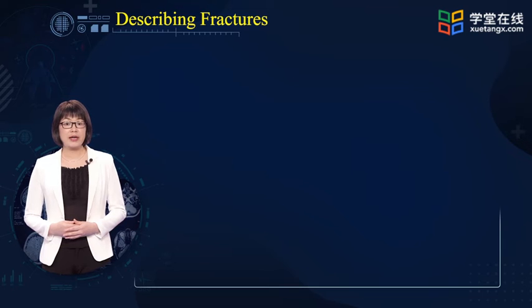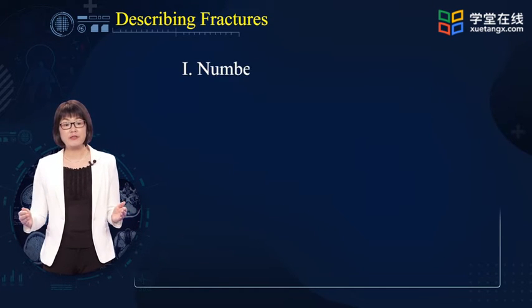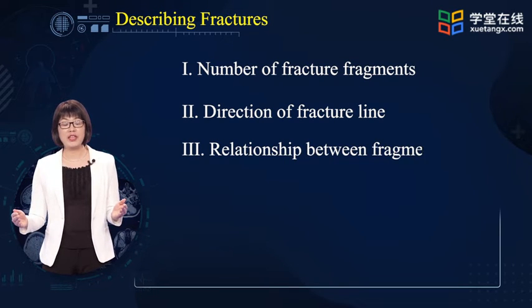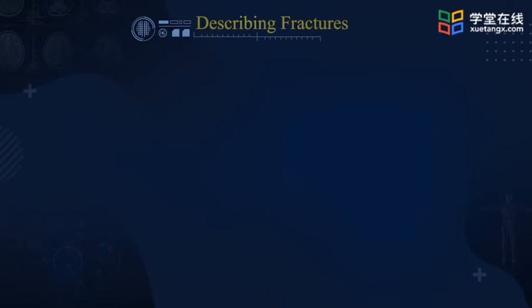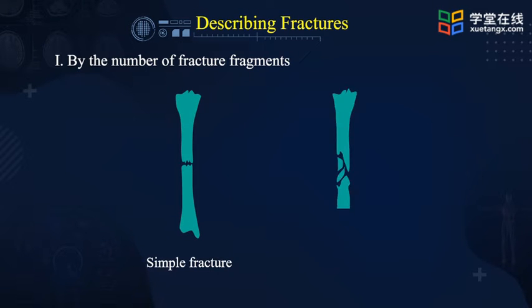How are fractures described? We can interpret them in many ways, including the number of the fracture fragments, direction of the fracture line, relationship of the fragments to each other, and whether there is communication with the outside. According to the number of the fracture fragments, fractures can be classified into simple fracture and comminuted fracture. If the fracture produces two fragments, it is called a simple fracture. If the fracture produces more than two fragments, it is called a comminuted fracture.